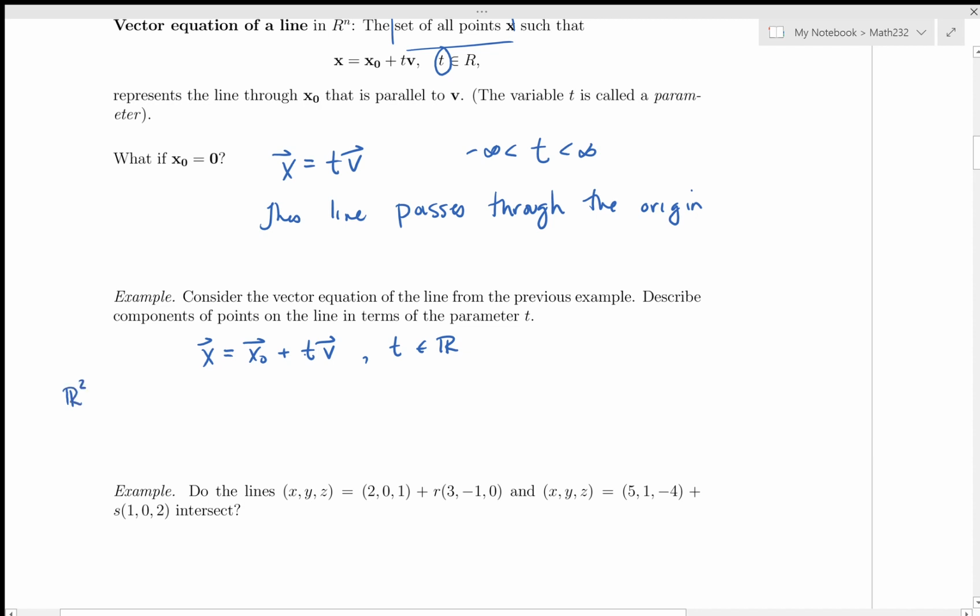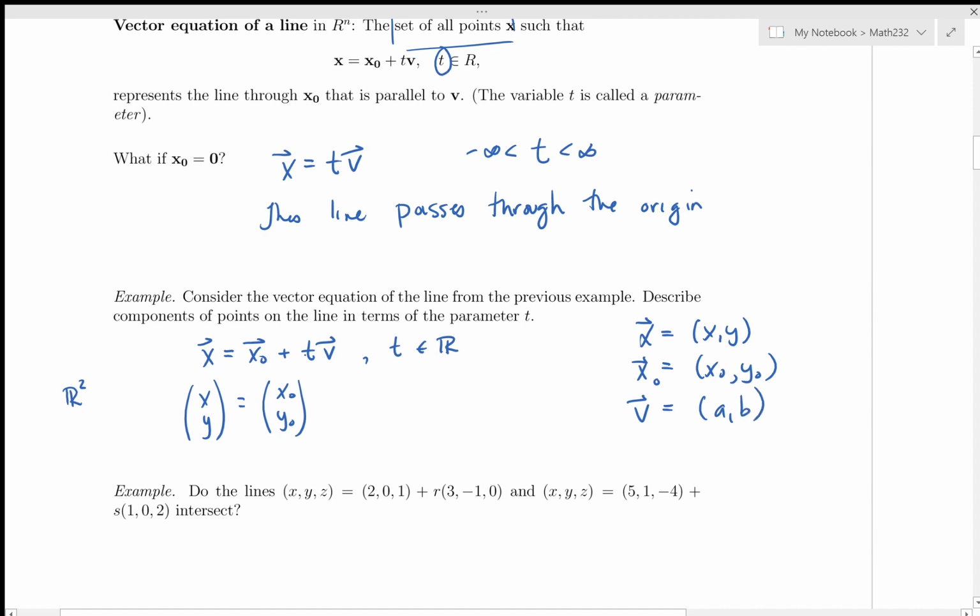And what we do is, we're back into an R2 example here. So in R2, the set of points on the line is x, y. And then the point that the line is going through is x naught, y naught. So what I'm saying here is x is x, y, and x naught is x naught, y naught. And then we have some vector v, that I'm going to have with components a and b.